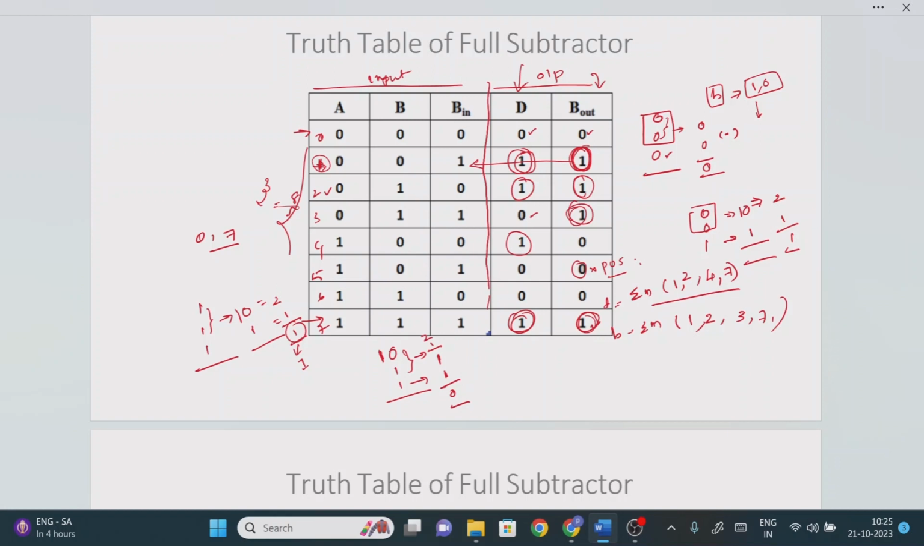So now after finding the minterms, next we need to draw the K-map representation. How many K-maps are required? 2 K-maps. Why are 2 K-maps required? Because we have 2 output functions. Which variable K-map is required? We require 3 variable K-maps, 2 of them. Why? Because there are 3 inputs, so we need to consider the 3 variable K-map. 2 outputs means we require 2 K-maps.